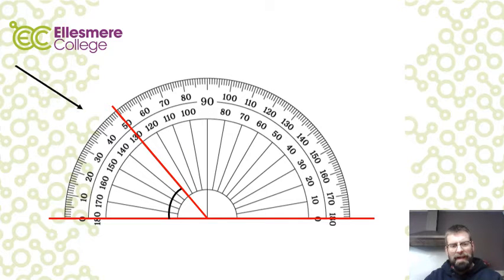And then I'm going to start at my 0, follow the scale up, and you can see it's ended up at the 50. That means that this angle is 50 degrees. And again, like in the earlier videos, the degree symbol is that little circle floating above the 0 there. So that angle is 50 degrees.